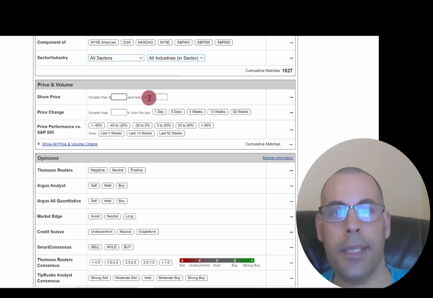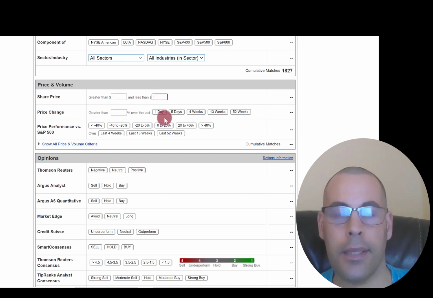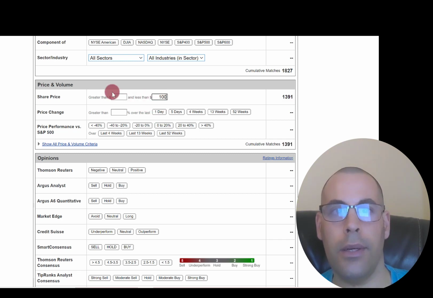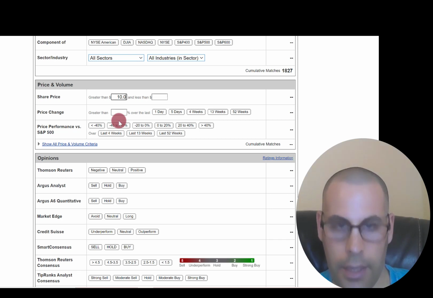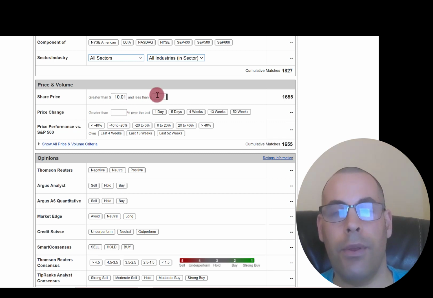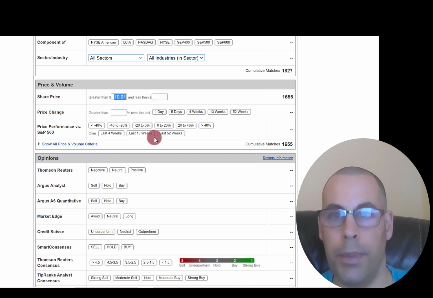So share price is something I usually don't look at because it doesn't really matter how much the stock costs, it matters what it's worth. But if you prefer to only invest in stocks under $100 because you like to buy more than one share, for instance, you can do that. Just put $100 and leave this blank, so anything under 100 will show up. You can also do things above a certain amount. If you don't like investing in things below $10, for instance, you could put $10 and a penny, and then everything above $10 will be listed.